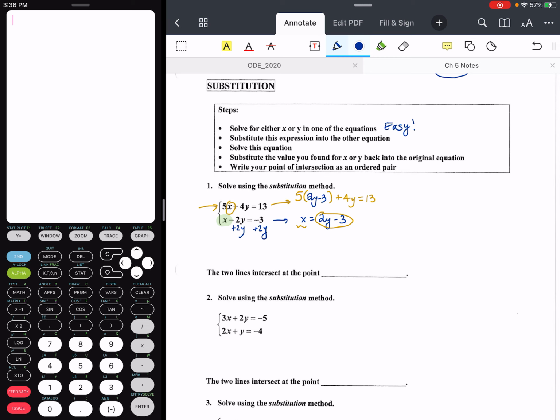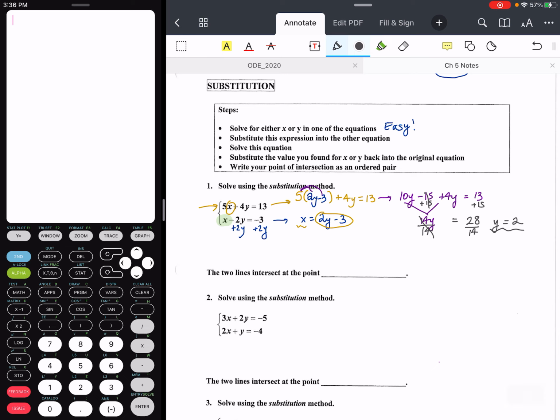So now at this point, I can take that top equation and I can solve it for y. It's only written in y, so I can go ahead and distribute that 5. This gives me 10y minus 15, and then plus 4y equals 13. 10y plus 4y gives me 14y. And then while I'm at it, let me go ahead and add 15 to both sides. So I have 14y equals 28. Divide both sides by 14. And I solve and get y equals 2.